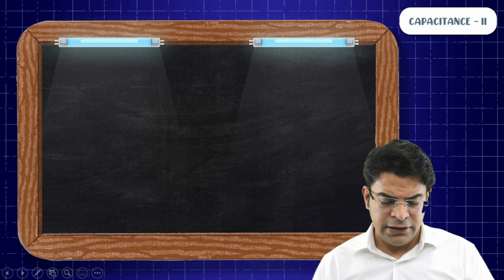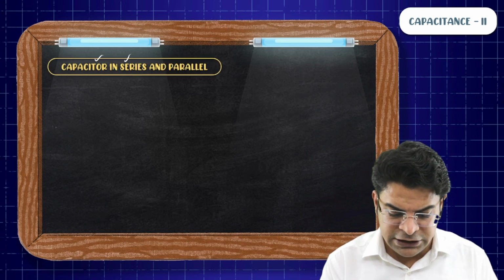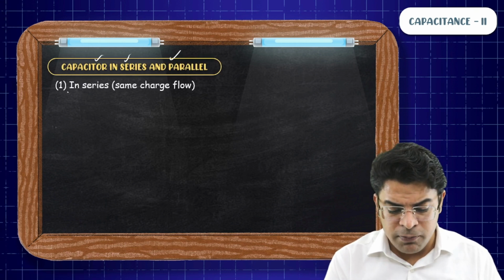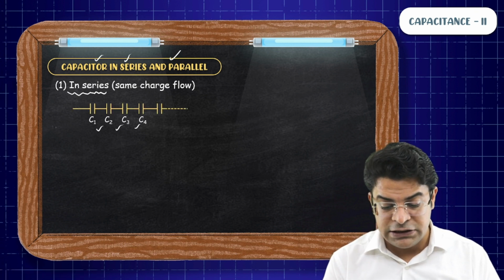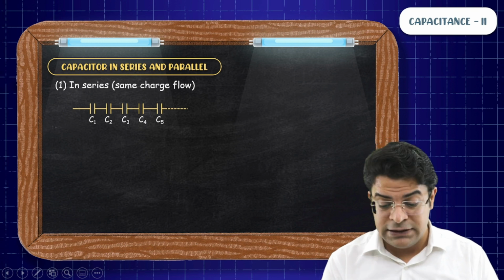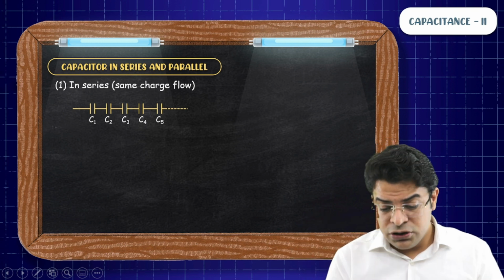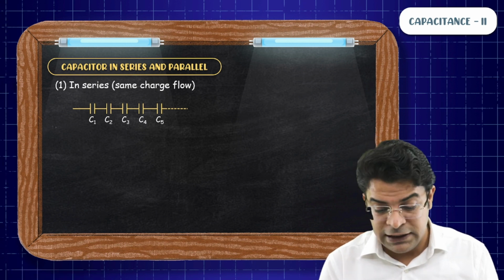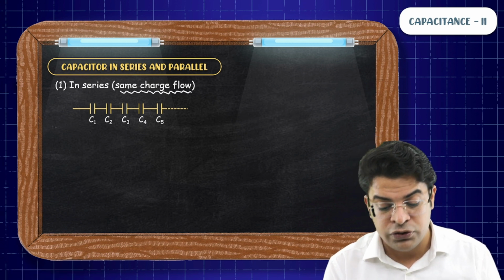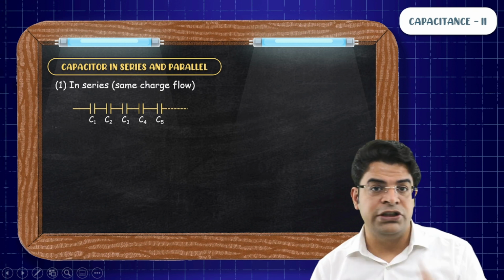So let's say we have got capacitors in series and parallel. If we have got multiple capacitors in series, when they are connected in series, the important condition to remember is that they are in the same line. So the same current flows through them. So the amount of charge flowing through them is the same. So the same charge flows through them when capacitors are connected in series.